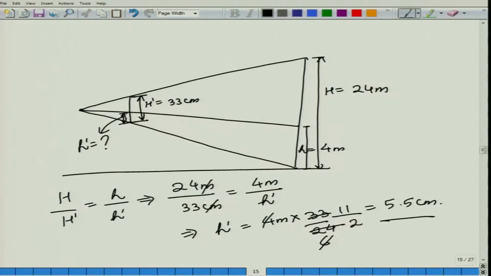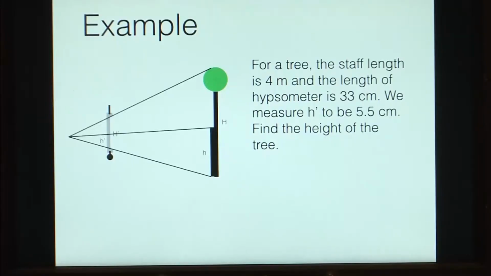So, we can figure out what is the length that is subtended by the staff on the hypsometer. So, this is how we are going to solve it. Now, let us look at another problem. So, as you can see on your slides, this is an inverse problem.